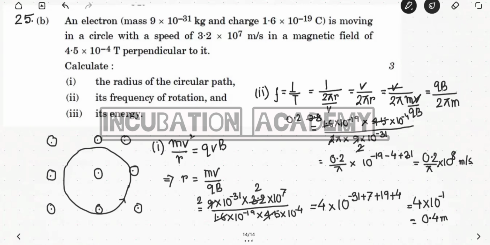Question number 3 is about the energy. So I am moving to the next.